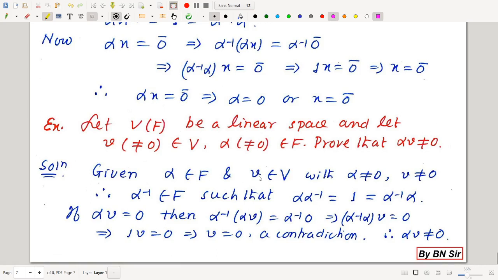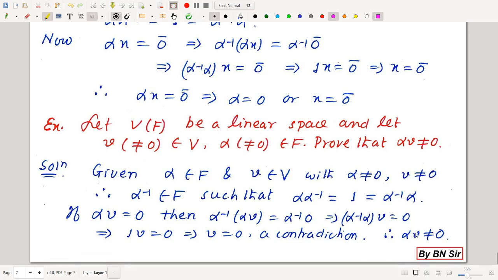So given alpha belongs to F, b belongs to B with alpha not 0, b not 0. Therefore alpha inverse belongs to F, such that alpha inverse alpha equal to 1. Suppose alpha b be 0; our aim is to show alpha b is not 0. If alpha b is 0, then we can multiply both sides by alpha inverse and get alpha inverse alpha b equal to alpha inverse 0 is 0. Here we are not giving the bar, meaning the 0 vector and 0 scalar are denoted by the same symbol. So 1b is 0 implies b is 0, a contradiction because b is not 0. Therefore alpha b is not 0.